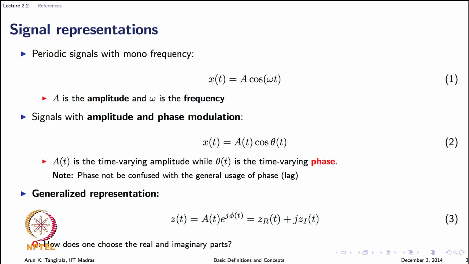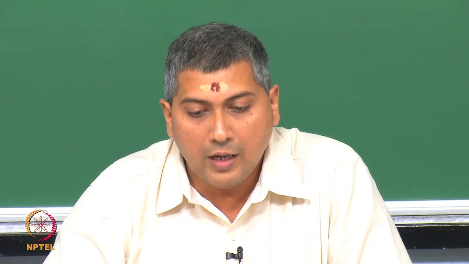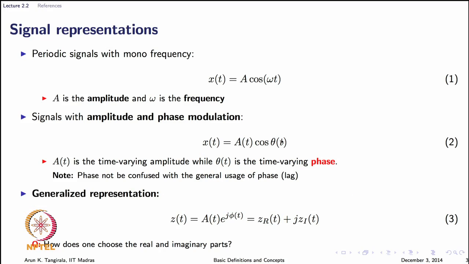Now, what is phase here? Loosely speaking, phase is the product of omega times t here. This phase is different from the phase lag that we normally use. So you should not get confused between these two. Whenever I have an amplitude modulation and phase modulation, I have the expression here in equation 2. It's a natural generalization of the representation in 1.